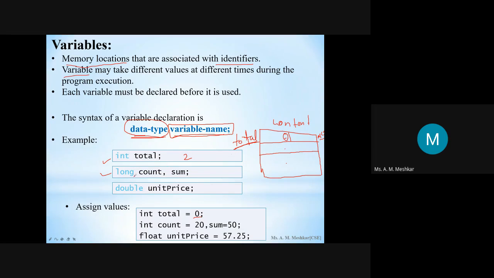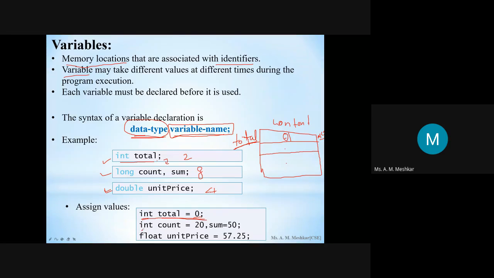Then long takes 8 bytes. Then double takes 4. You can assign values to the variables in the same line when you are declaring them, like int total is equal to 0. You can assign there itself, or if you have declared it once, then in the next line you have to write total is equal to 0. So instead of writing two different statements, we can assign the values in the same line: int total is equal to 0.